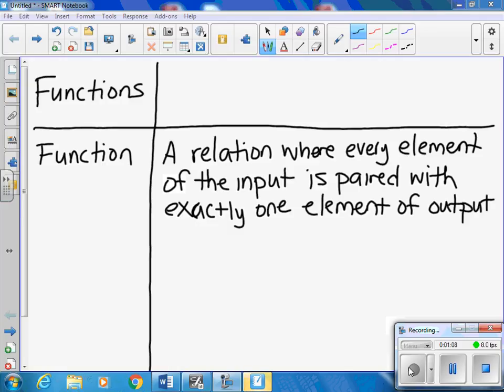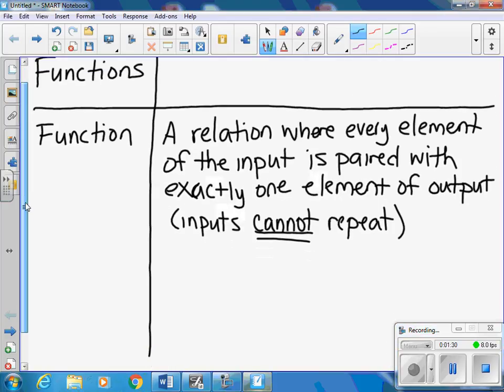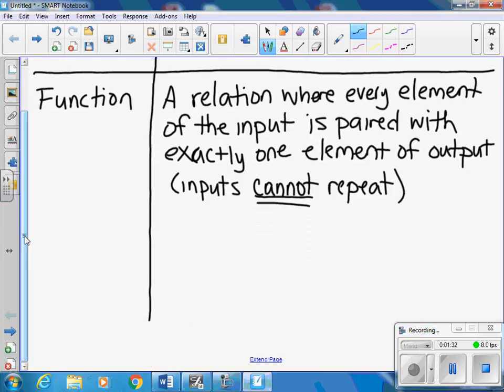Right, and all that is a fancy way of saying that your inputs, which we know are your x values, cannot repeat. If they do repeat, then it's not a function. So in order for something to be a function, your x values cannot be used more than one time. And that's all that definition is really pertaining to. So if a question ever pops up that says, is this a function? Look for those x values to determine that answer.